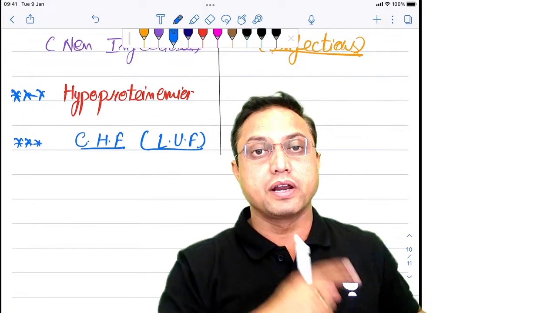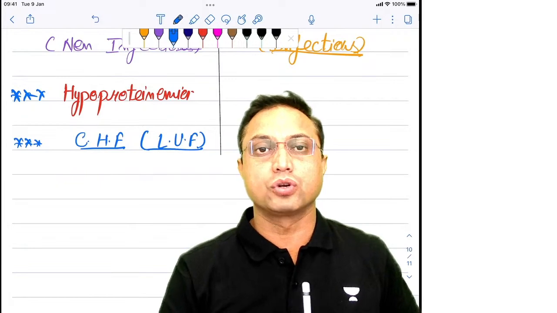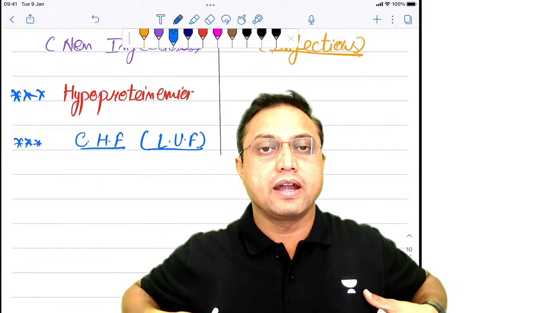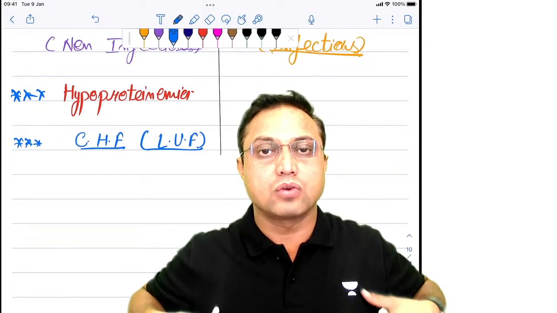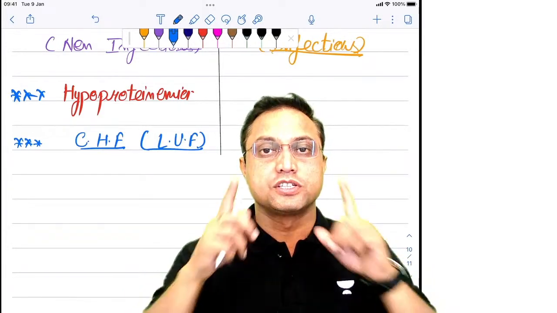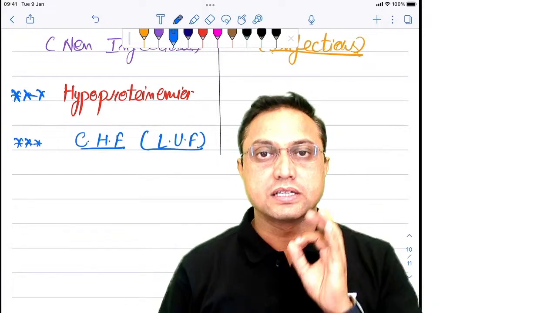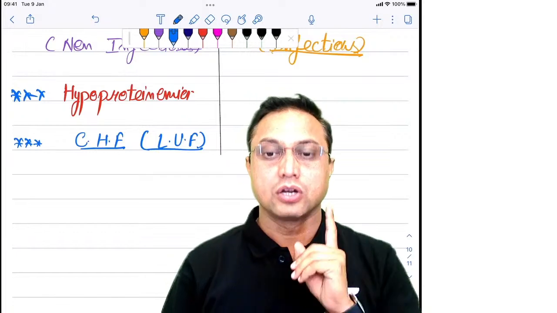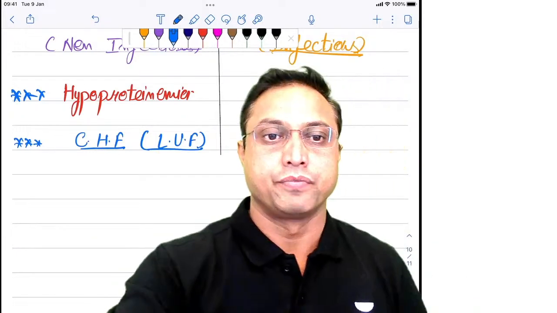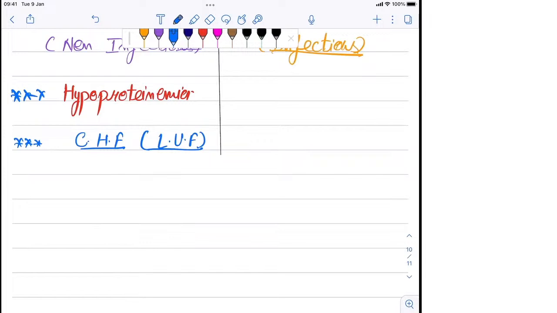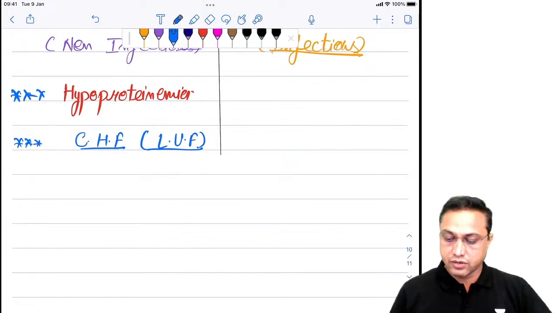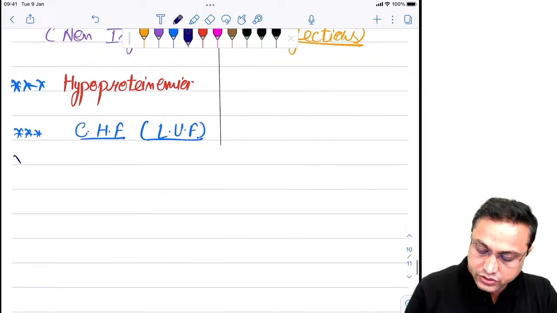Now, if the left ventricle is not pumping properly, what is going to happen? The fluid is going to get accumulated in the atria, then in the pulmonary circulation. And gradually, what will happen? It will start oozing down into the pleural spaces. So do remember this thing. Congestive heart failure, particularly left heart failure, is another important cause. Okay, so we have discussed the two main causes. One was hypoproteinemia, another was congestive heart failure. The third important cause is going to be the nephrotic syndrome.